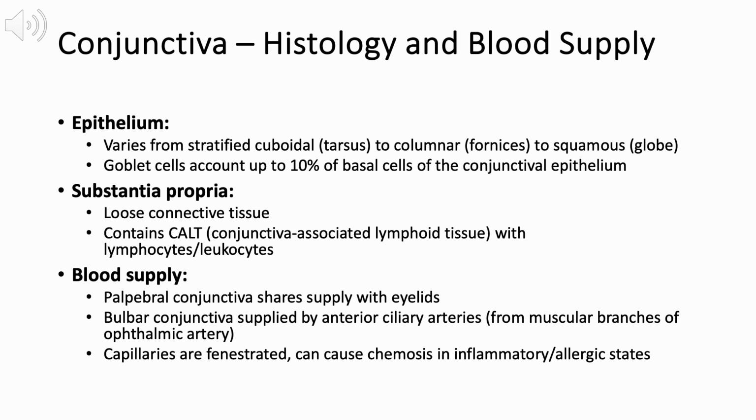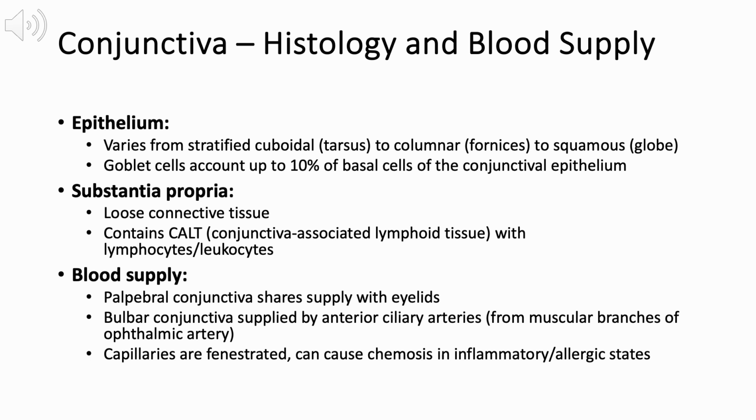The epithelium varies from stratified cuboidal in the tarsus to columnar in the fornices to squamous on the globe. Goblet cells account for up to 10% of the basal cells of the conjunctival epithelium. Substantia propria is a loose connective tissue that contains CALT, or conjunctival-associated lymphoid tissue.